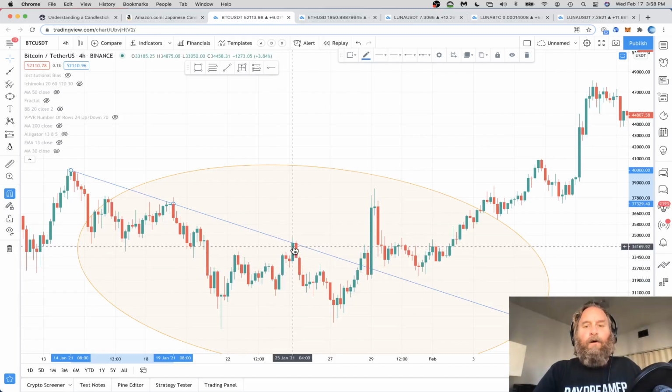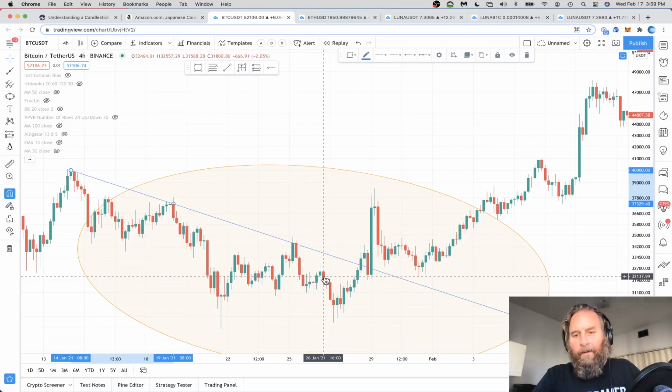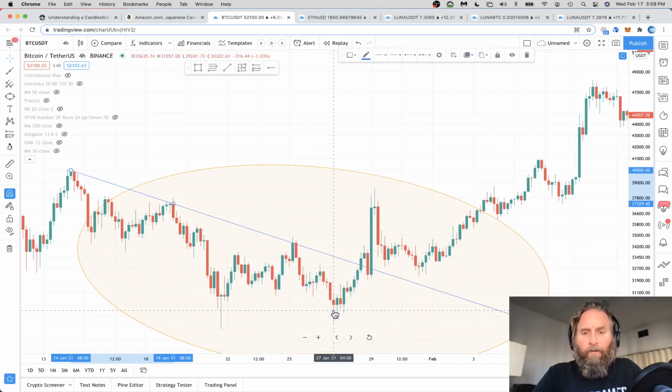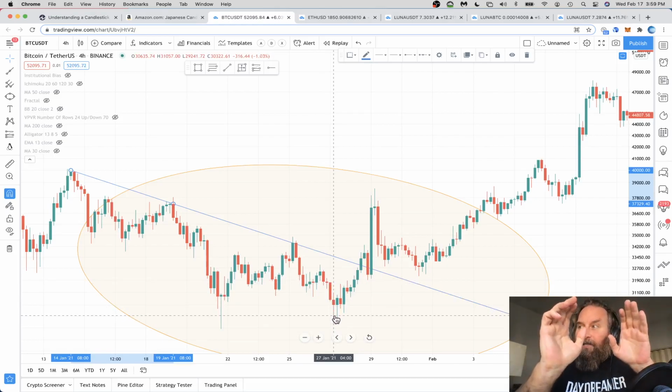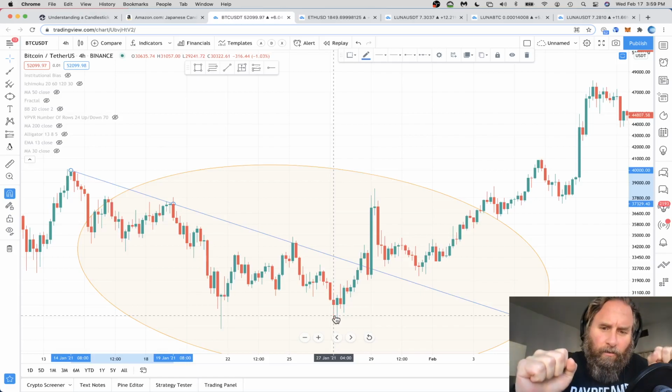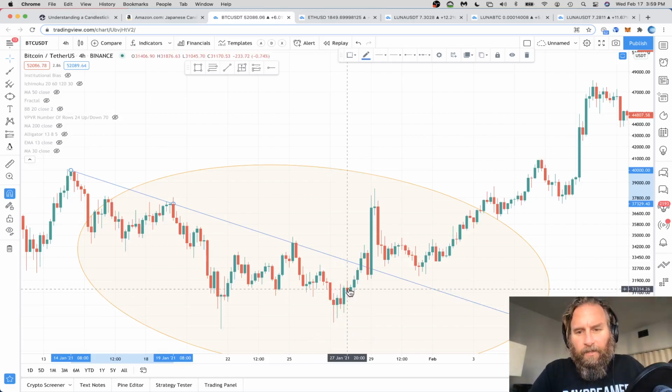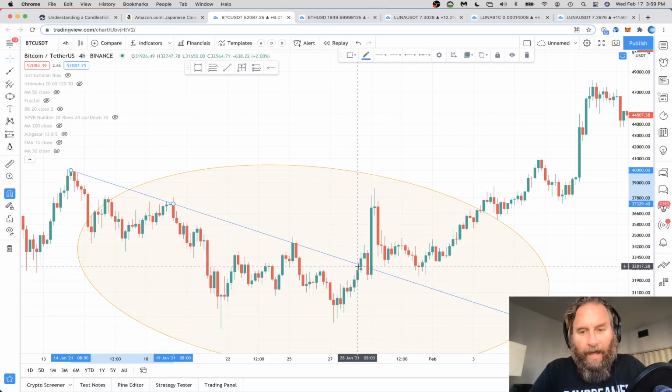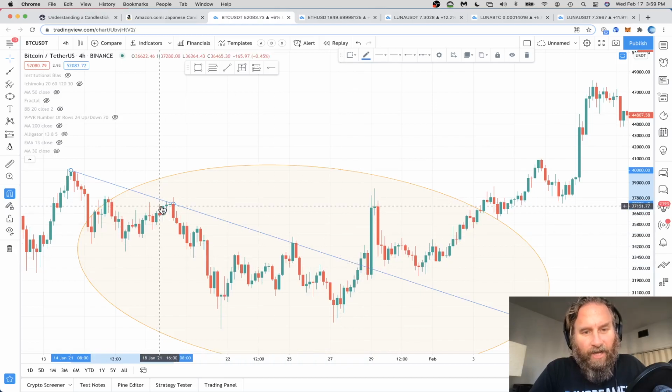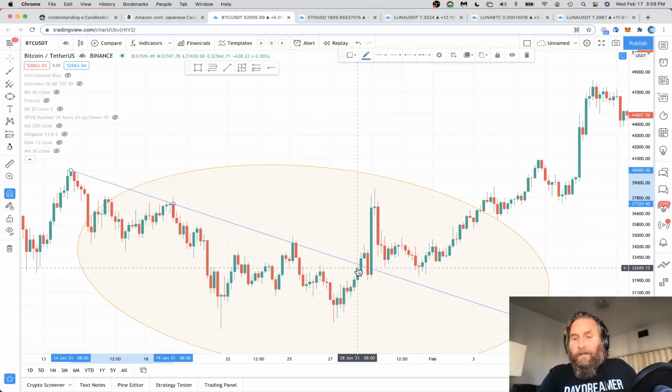I think I could cross that line. Oh, no, you can't. Smack back down. Okay, well, let's try. Oh, we're falling off the cliff. Boom. Buyers step in again. We could do this. And they push the price back up. And now we're at the resistance line where it got rejected. 1, 2. Will the third time be the charm?